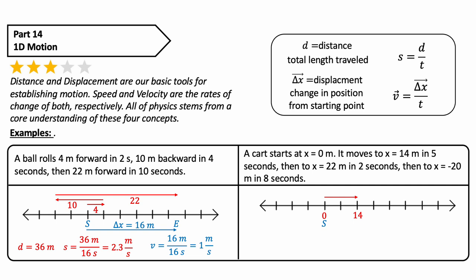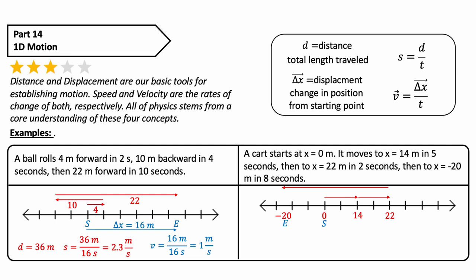Then I'm moving, so obviously the length of that arrow is going to be 14, but in my next case, I move from 14 to 22. That is not saying it moves 22 meters. It's saying it moves from the point 14 to the point 22. And then we move backwards to the point negative 20. That arrow is not negative 20. The final position of it is negative 20.